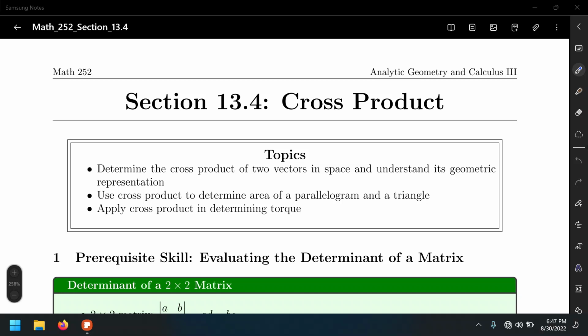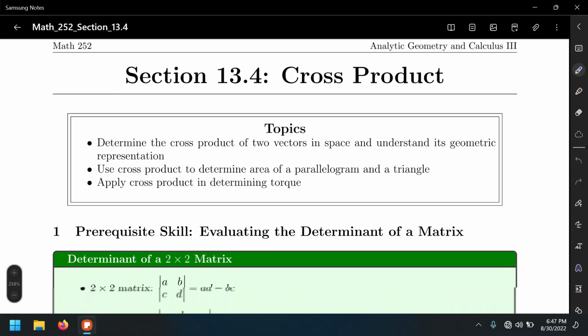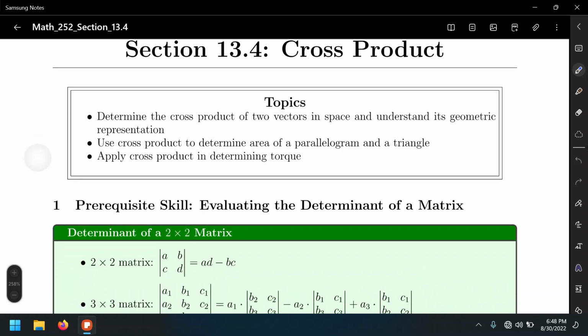Well, today we're going to look at the next section. I was actually planning on getting into this last time, but it looks like some exercises took a good minute to go through. And so the cross product is another vector multiplication.